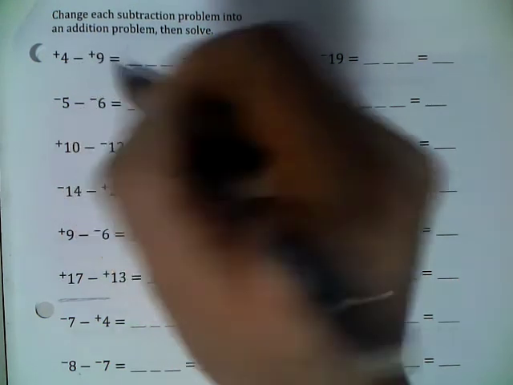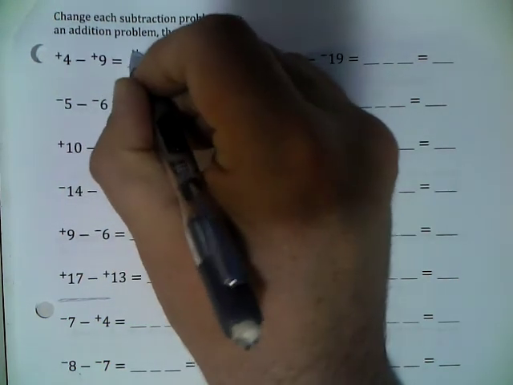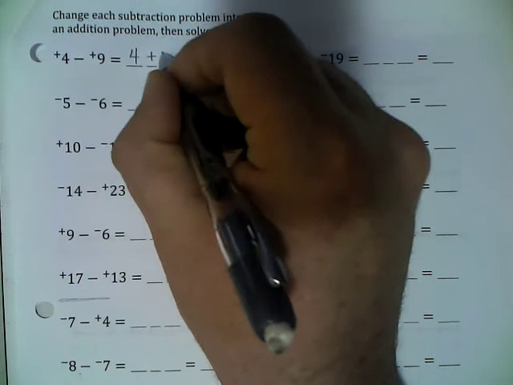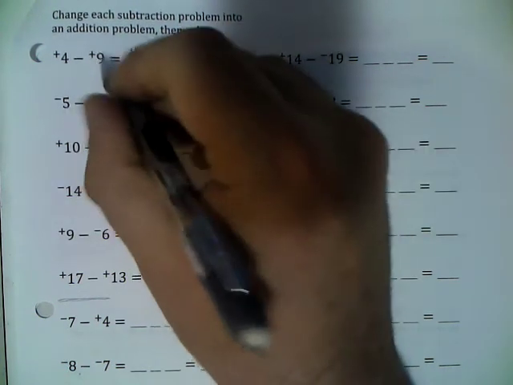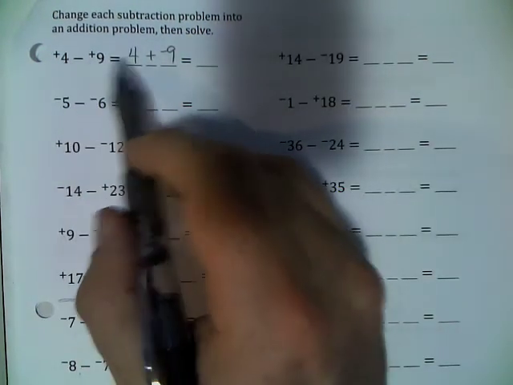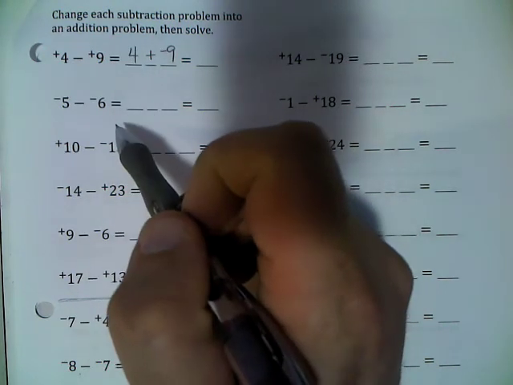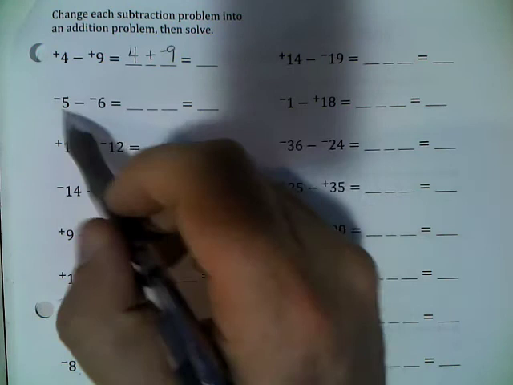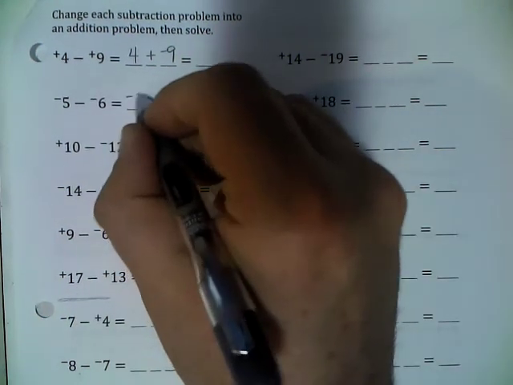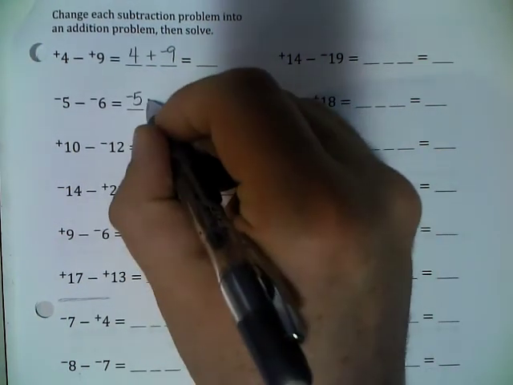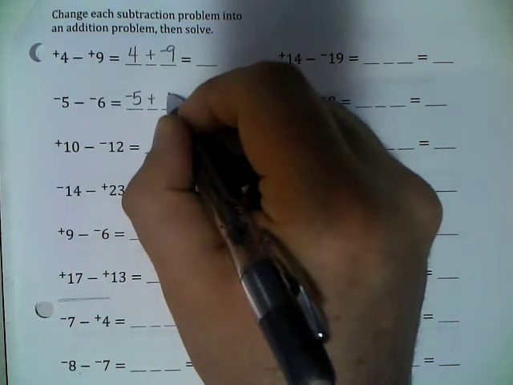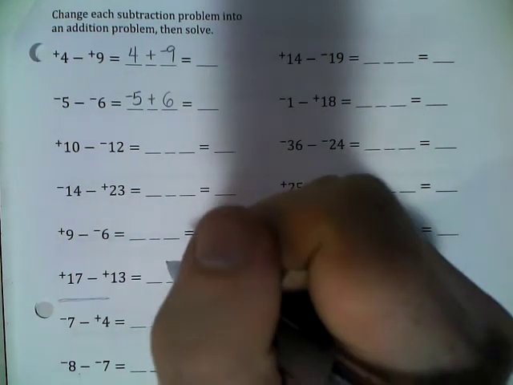A positive 4 minus a positive 9 will become a positive 4 plus a negative 9. Remember, it's the second one becomes the opposite. The first one stays the same. Now, I don't really need the positive sign there, so I decided to drop it. Down here, a negative 5 minus a negative 6 will still be a negative 5, but then it'll be a plus the opposite, so plus positive 6.